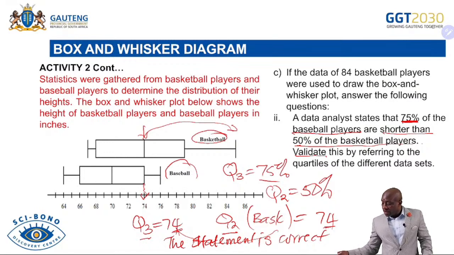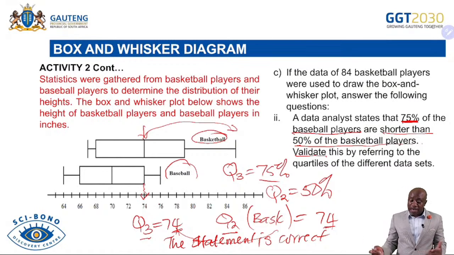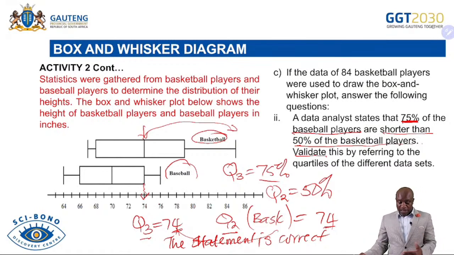It's 100% correct because their Q3 and the Q2 are equal. The Q2 for the basketball players is equal to the Q3 of the baseball players. So that validates that statement.